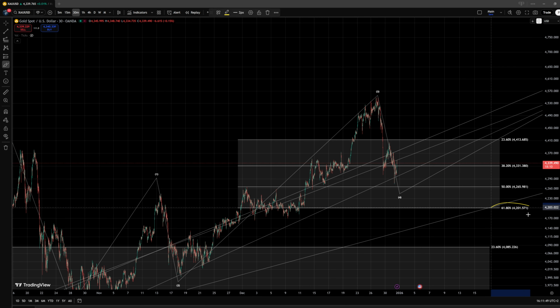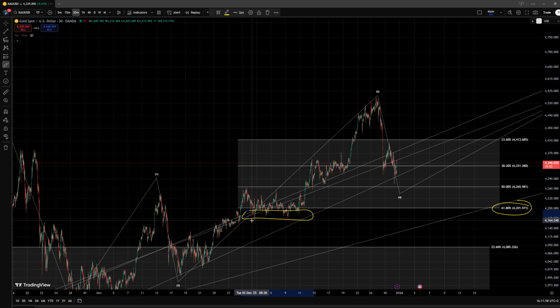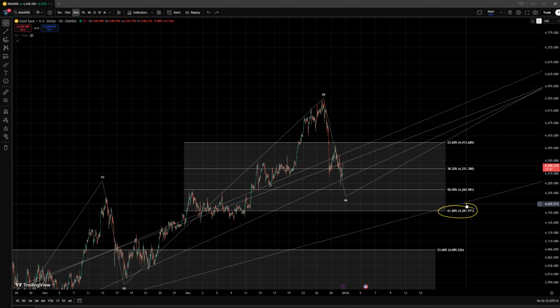Even if we get here a brief break below the 61.8% retracement, we do have significant structural support areas, or area here between the 4.16k level up to even the 4.2k level. Even here we have some structural support. But for now, there isn't much else to be said.